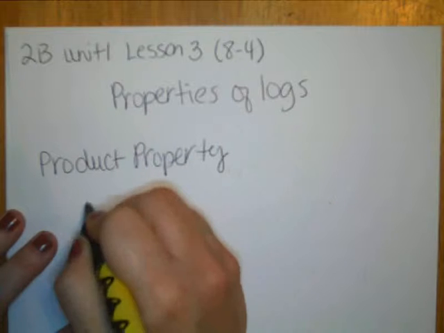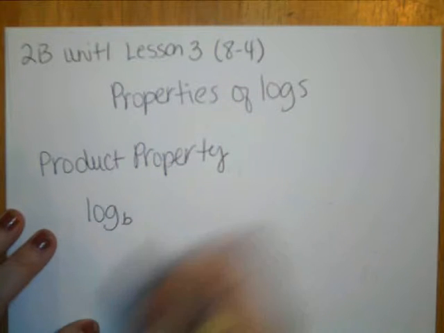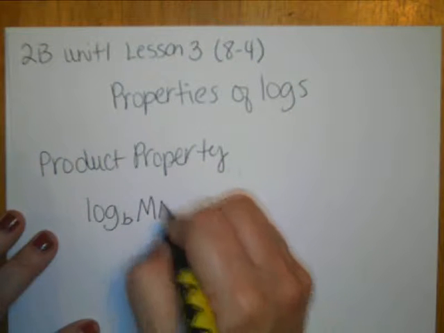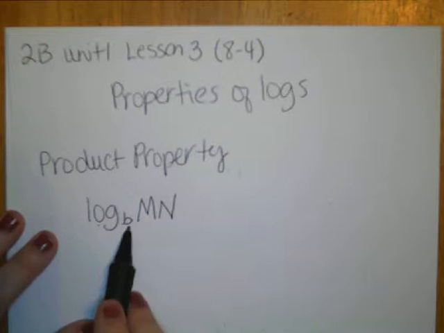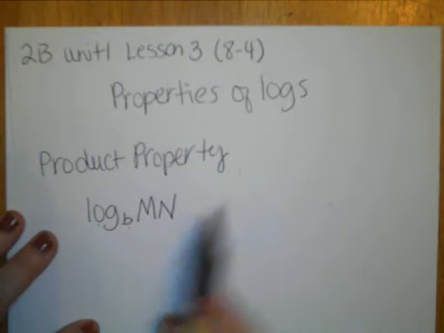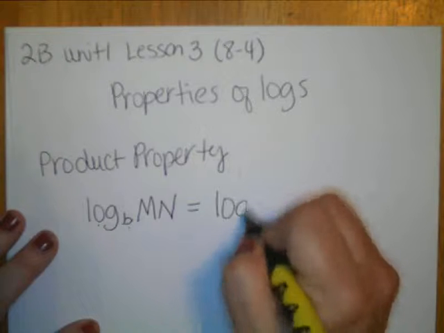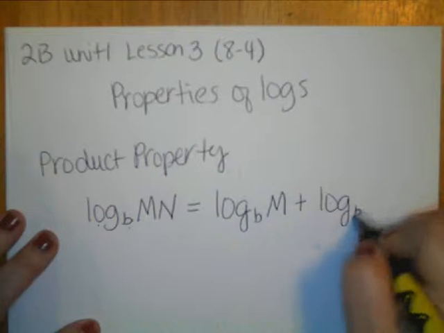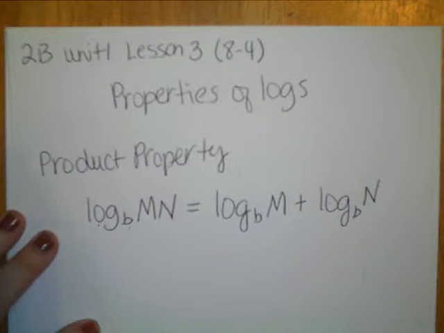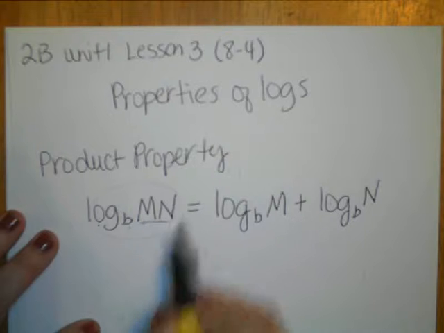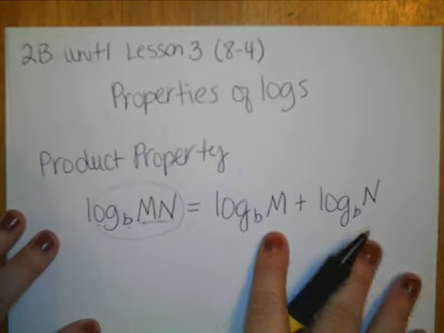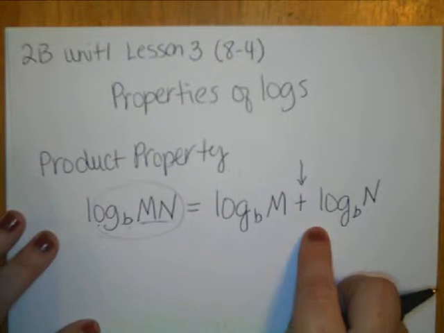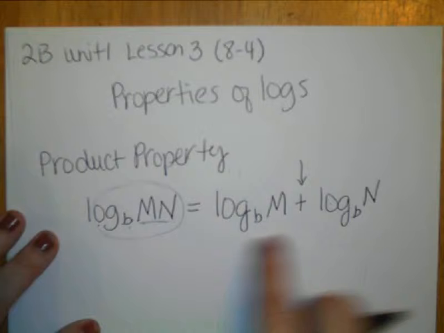If I had log base b, and we're just saying a common base of some kind, of m times n, that means I'm taking log base b of two numbers multiplied, I can turn that into two separate logs with the same base by just adding. So what happened is, if I'm multiplying and it's all one single log, I can turn it into two logs and add them together. I went from multiplication to addition. When I had one log, it was multiplication. When I have two logs, it turns into addition.